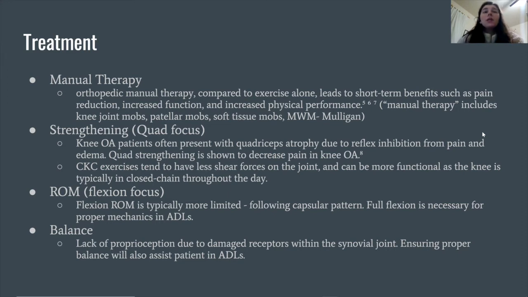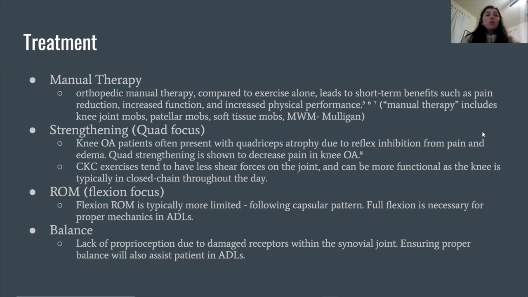Strengthening with a quad focus. Knee osteoarthritis patients often present with quadriceps atrophy due to the reflex inhibition from pain and edema. And quad strengthening is shown to decrease pain. But of course, hamstrings and calves are also important to strengthen, anything that can help support that degenerative joint. Closed chain and open chain exercises are shown in the research to have similar strength gains for patients. So one's not going to lead to more strength than the other, but closed chain exercises tend to have less shear forces on the joint and tend to be more functional.